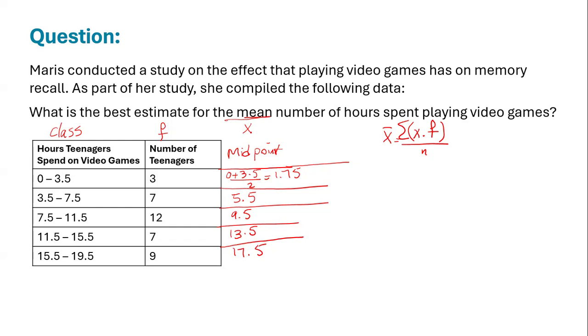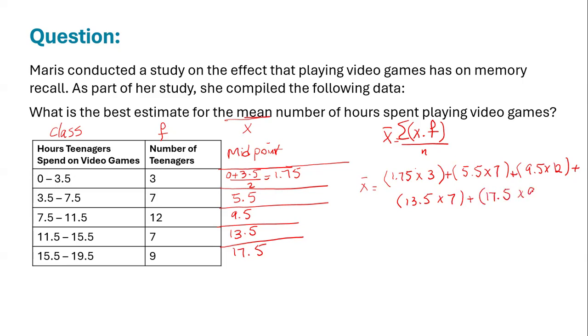If I want to find the mean, I need to multiply each of these values by their frequency. So to find the mean, I need to multiply each of the midpoints, 1.75, by the frequency, which is 3. I need to multiply 5.5 by its frequency, which is 7. I need to multiply 9.5 by its frequency, which is 12. And then add them together. And I need to multiply 13.5 by 7. And I need to multiply 17.5 by 9.